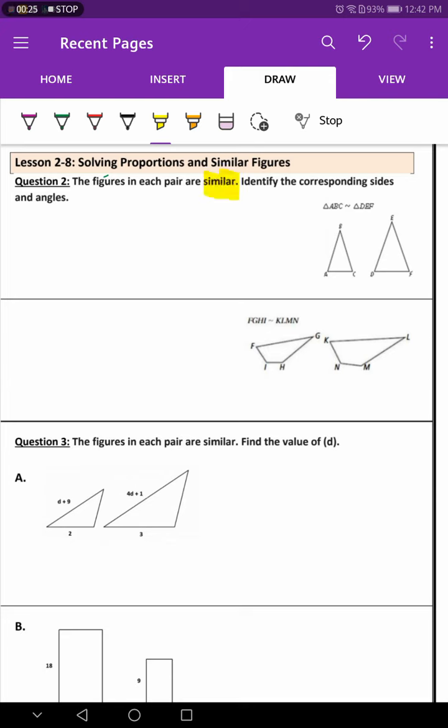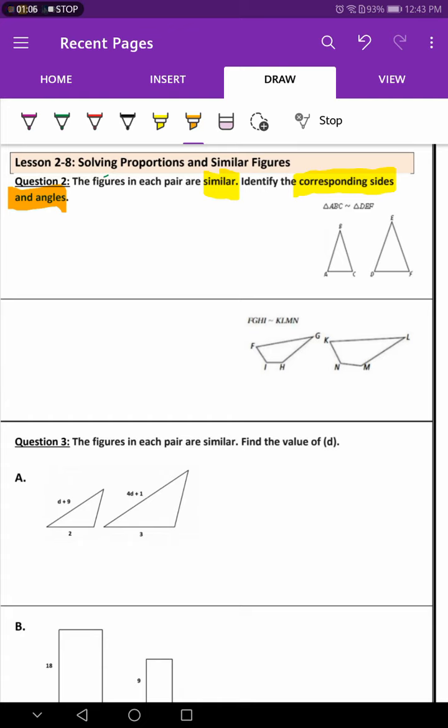Similar means the definition of similar: same shape. Both of them have the same shape, but with different size. We have a small one and we have a big one. Okay, this is similar. And similar gives me also something called corresponding sides and corresponding angles. Because of that, they ask me to identify the corresponding sides and the corresponding angles.